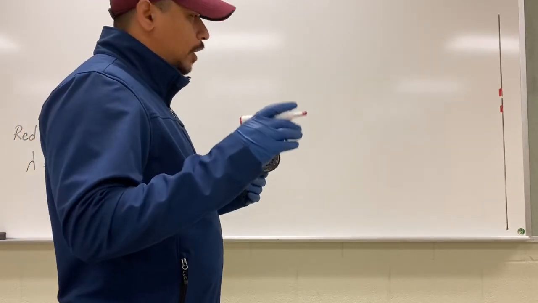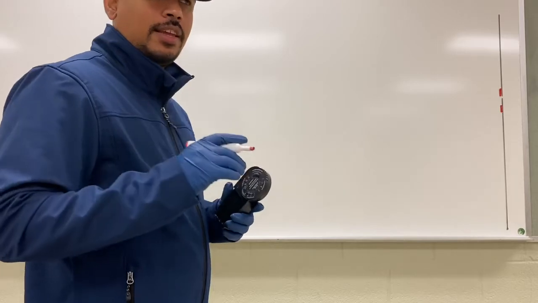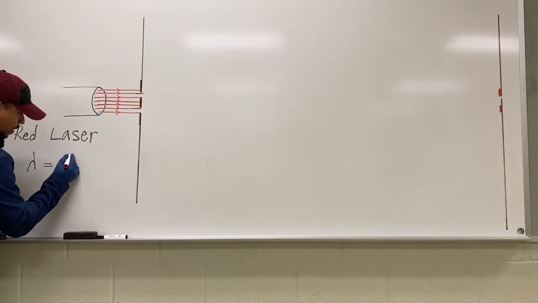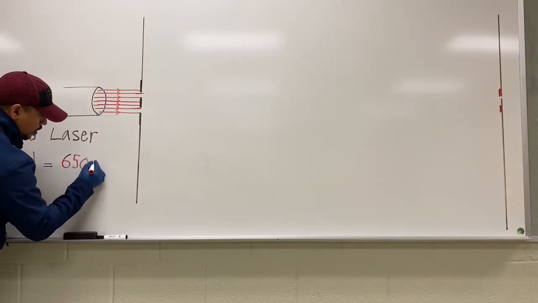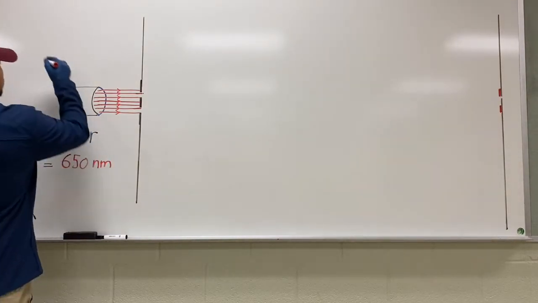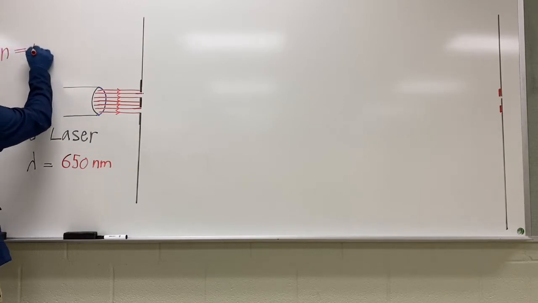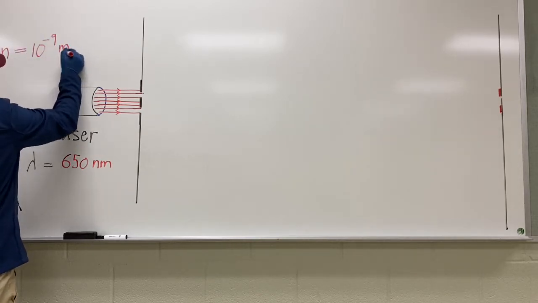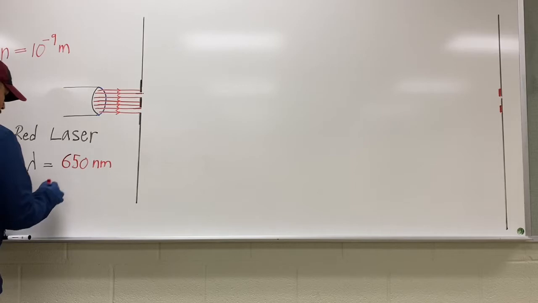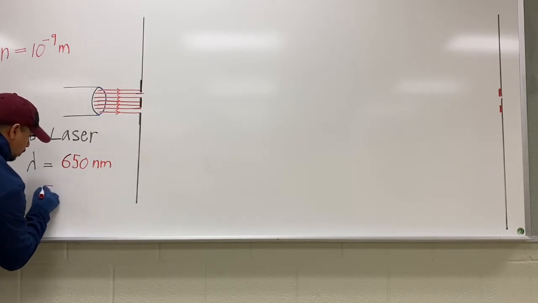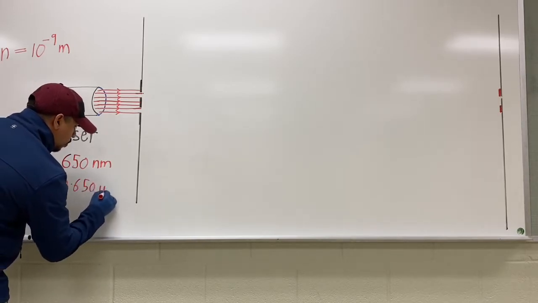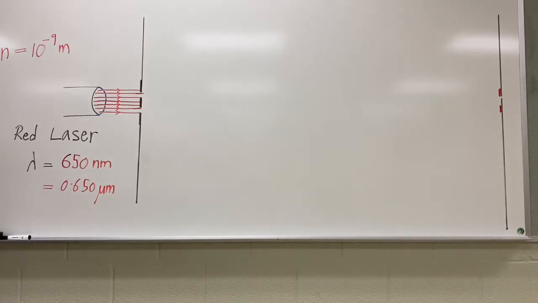Now let's try to understand what we'll see on the screen. So we have our red laser. The wavelength of the red laser is 650 nanometers, nano meaning 10 to the minus 9 meters. So 650 nanometers. If you want to get that in micrometers, this divided by 1000, so 0.650 micrometers. That is the wavelength of the red laser.